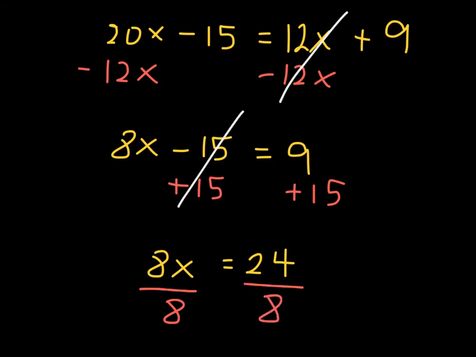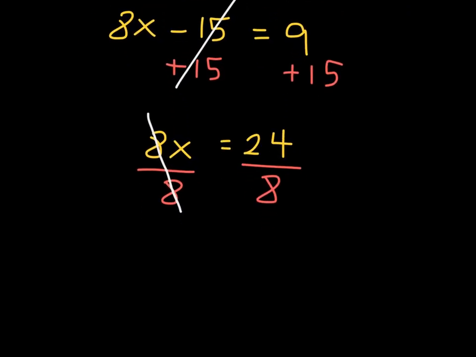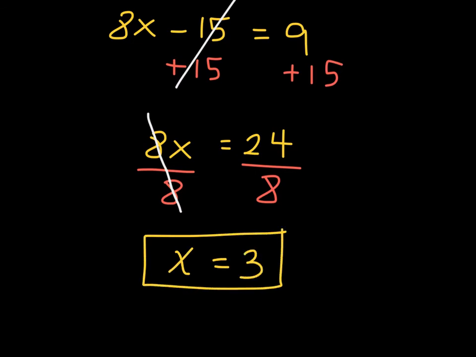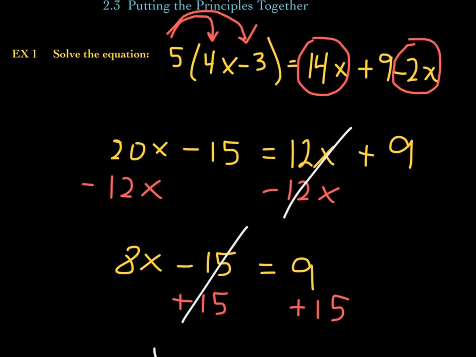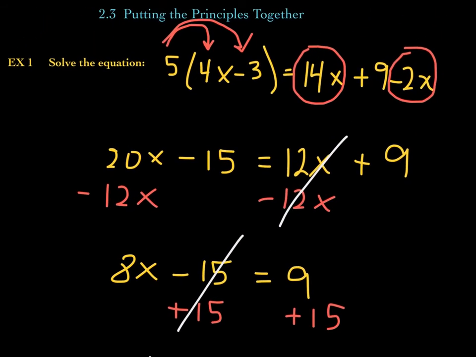We know that 8 divided by 8 is 1, so that goes away. All you're left with is 1x, or just x. And 24 divided by 8 is 3. This is the one and only solution that satisfies the equation. What does that mean? If you take the number 3 and you plug it in for all of these x's, you're going to get a true statement.